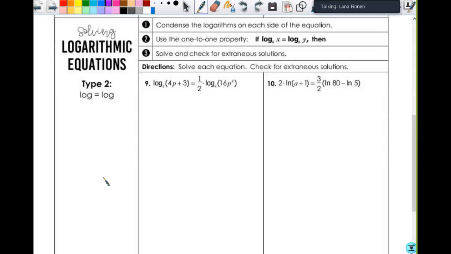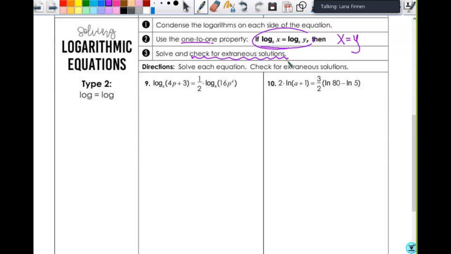So we still condense them on either side of the equation. Then we also have a one-to-one property for logs. So if log base b of x equals log base b of y, then x has to equal y. If you take the log of two things and they're equal, then whatever you were taking the log of has to be the same. Then we solve and again check for extraneous solutions.